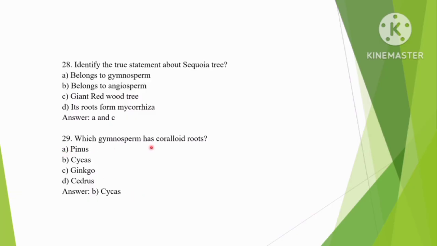Which gymnosperm has coralloid roots? Right answer is option B, Cycas. So the coralloid roots of Cycas harbor cyanobacteria. Which one? Nostoc or Anabaena? So that's also an important question. Nostoc or Anabaena for nitrogen fixation.